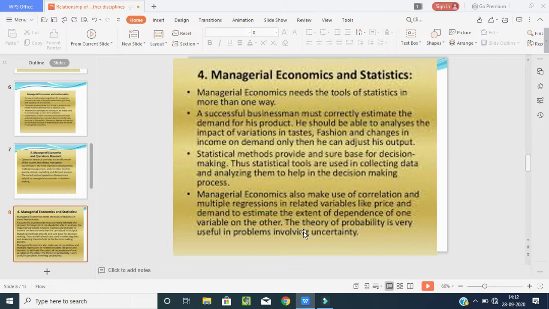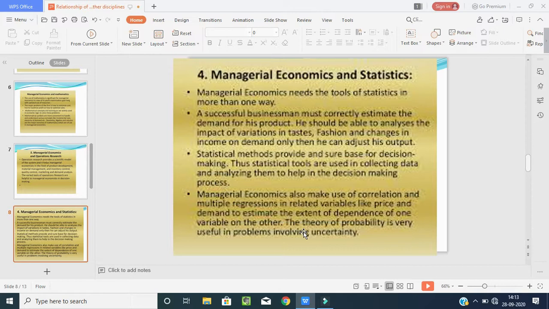See here, it has been mentioned clearly that statistical methods provide a base for decision making. Thus, statistical tools are used in collecting data and analyzing them to help in the decision making process. So with the help of statistical methods, the data which we are giving is a basement for taking the decisions. After collecting the data, they will analyze it, and after analyzing the data, they will get the result. With the help of the result, it is helpful for them to take the decision. So this is known as the decision making process.